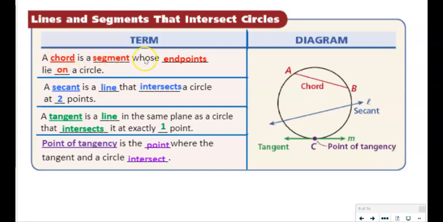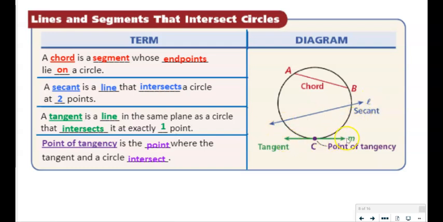So a chord is a segment whose endpoints are on the circle. So this is a chord right here. And by the way, a diameter is a chord. So this has just got its endpoints on the circle. That's the definition of a chord. And then a secant is a line. Notice this one has points where it intersects the circle, right, at 2 points, but it goes through it. It's a line. And then a tangent line, again, is a line. Remember, chord's a segment, secant's a line, okay?